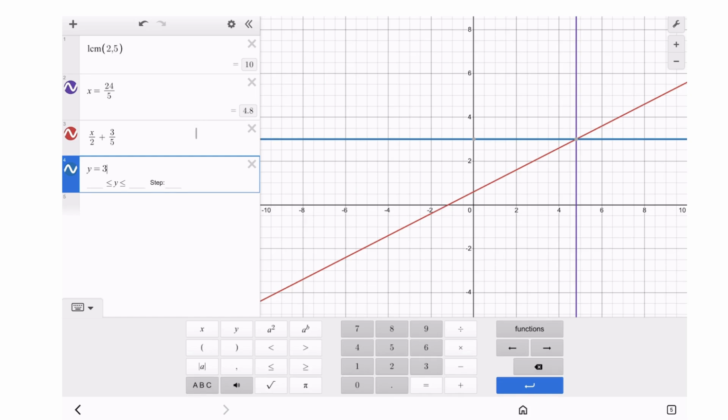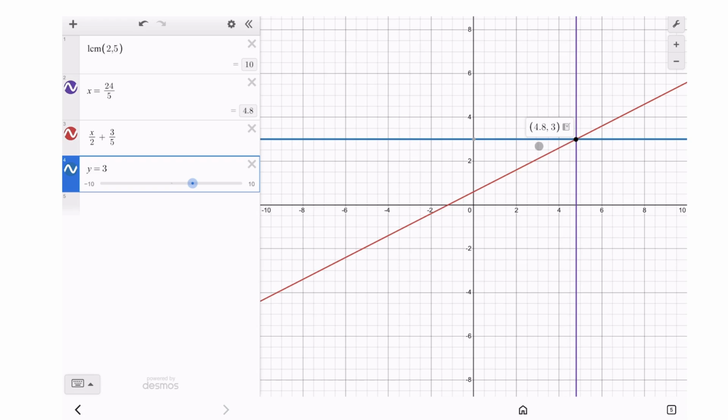If I type in the left side of the equation, x over 2 plus 3 over 5, I get this red linear equation or line. If I type in the right side, but I have to type it in as an equation, because if I simply type 3, it won't give me a line. So if I type in y equals 3, I see there's an intersection. If I click on the intersection, the x-coordinate of the intersection happens to be 4.8, which is equivalent to our solution, 24 over 5. Either answer will be correct.